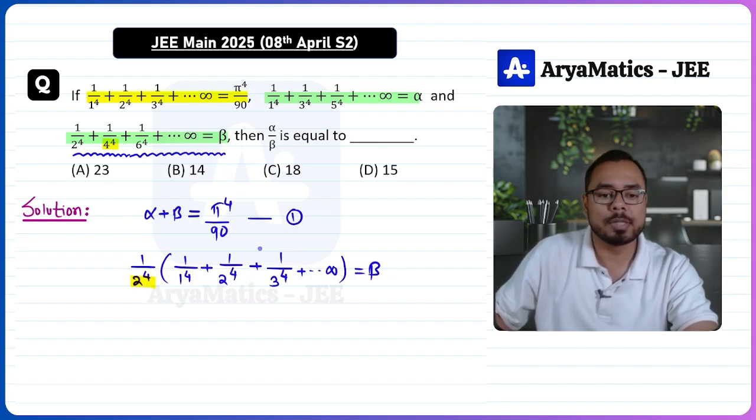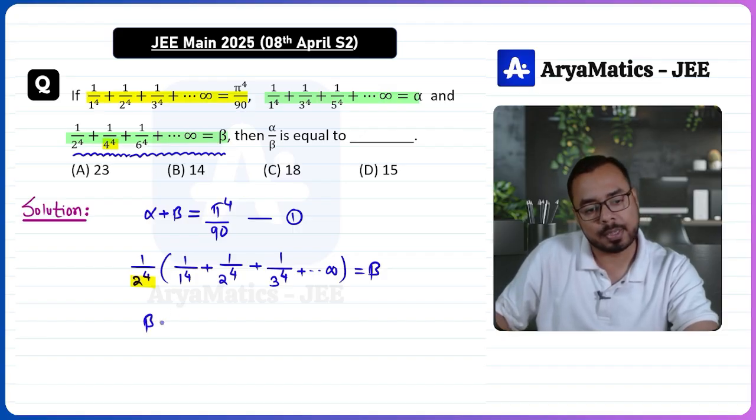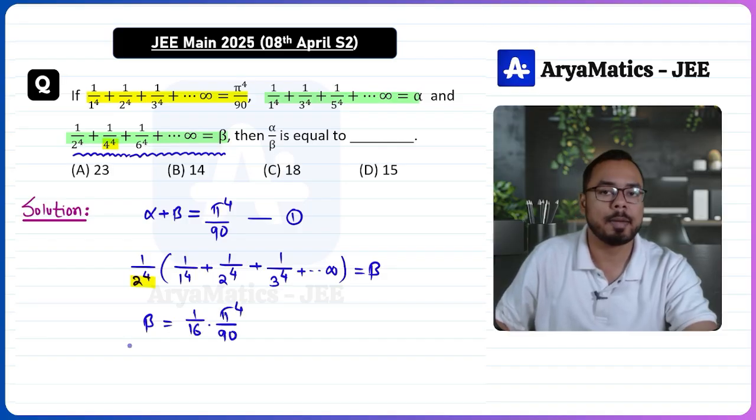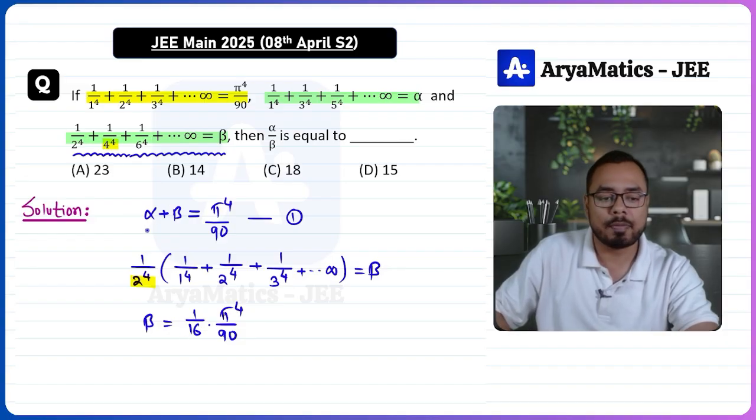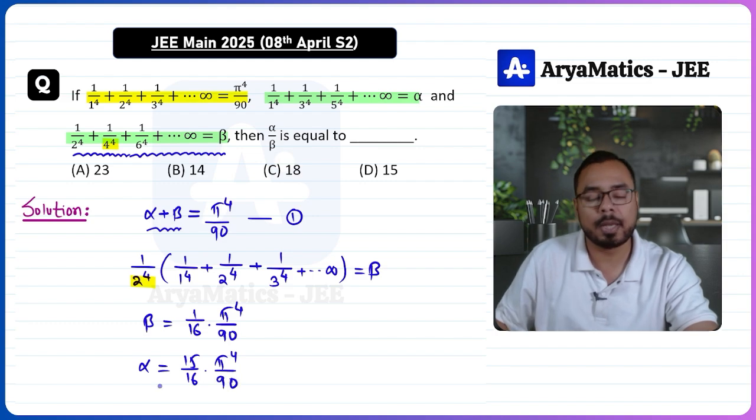Now, this sum is already given. This one is pi raised to 4 by 90. That means beta is nothing but 1 by 16, and this multiplied by pi raised to 4 by 90. This is beta. And alpha plus beta, this one is pi raised to 4 by 90. So if I substitute this value of beta here, then alpha will be 1 minus 1 by 16, so that is 15 by 16, and this multiplied by pi raised to 4 by 90.